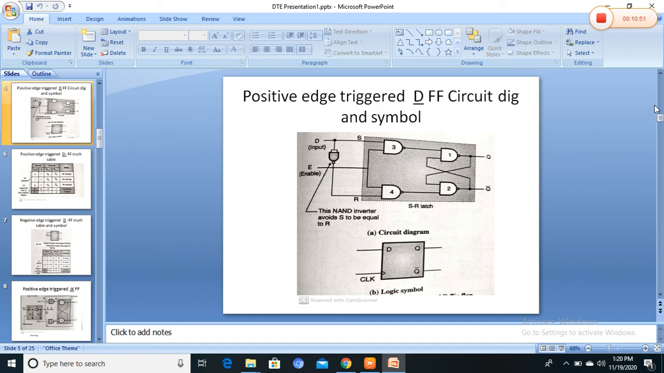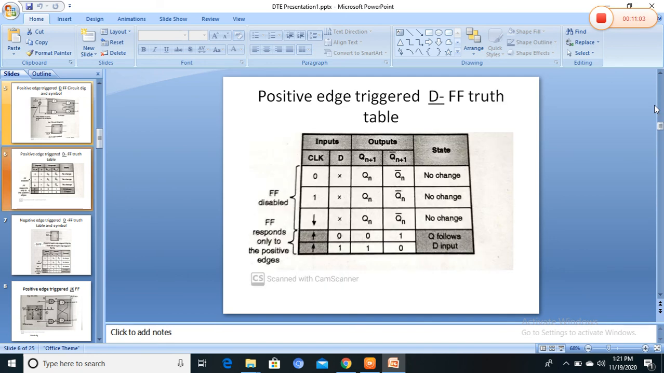This is the logic diagram, and this is the circuit. This is the logic symbol, the second diagram. The D input is S and R combined, and we get one D input. Q and Q bar are the outputs. Here is the clock signal. This is a positive edge triggered flip-flop. In the last two conditions, D 0 gives Q 0 and Qn bar 1; D 1 gives Q 1 and Q bar 0. Q follows the D input. The flip-flop will respond to change in the positive edge in the last two conditions, and in the first three conditions it is disabled.